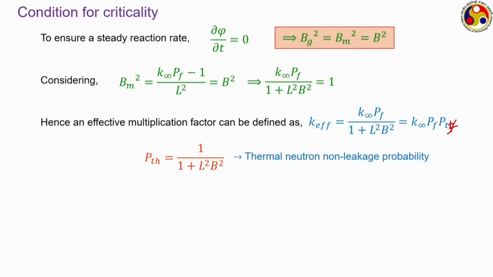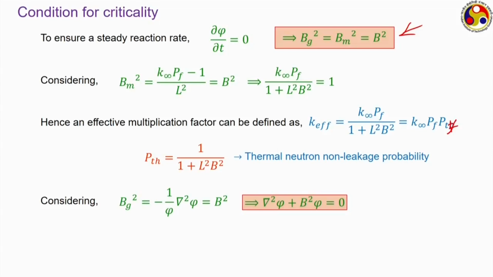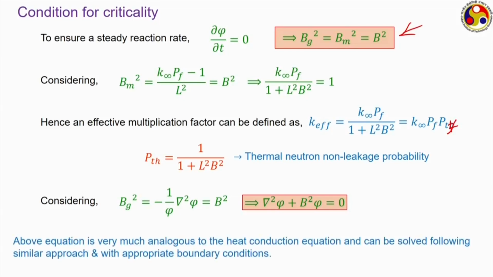Here this P t is the thermal neutron non-leakage probability and is 1 upon 1 plus L square B square. And if we take the second part of this particular equation, then we get Bg square equal to B square, and rearranging, Laplacian of phi plus B square phi equal to 0. This equation seems familiar. Have you seen it anywhere else? It looks very similar to the heat diffusion equation, and hence its solution procedure is also quite similar to that.